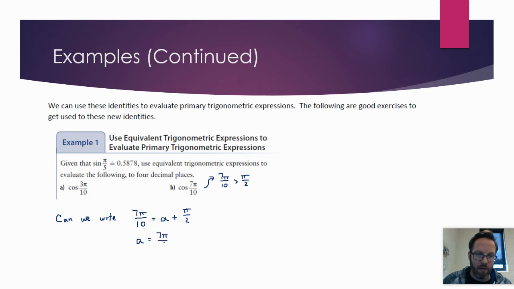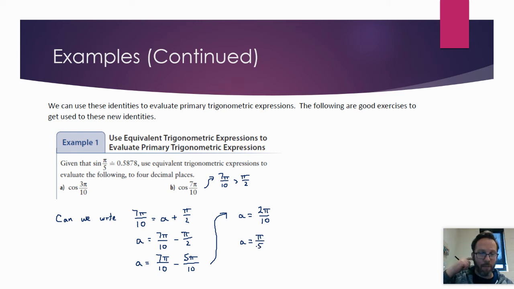7 pi over 10 minus pi over 2. Find a common denominator. 7 pi over 10 minus 5 pi over 10. You can see where this is going. We get 2 pi over 10. We get pi over 5. And lucky us, we were actually told that the sine of pi over 5, again, is 0.5878.